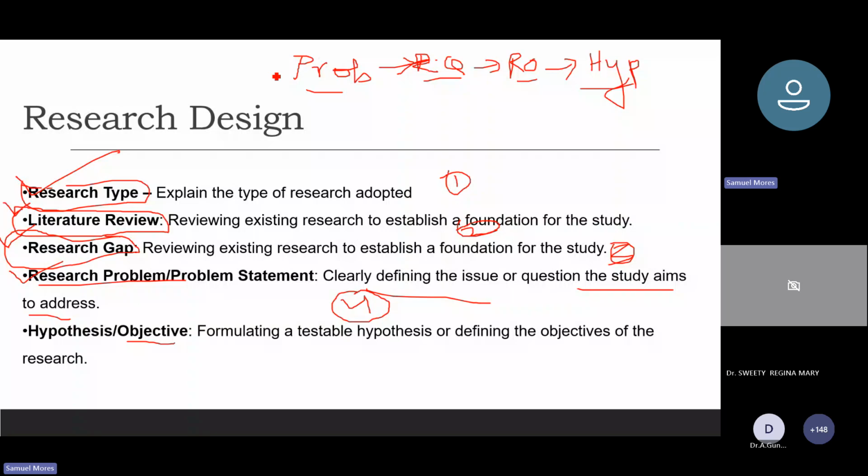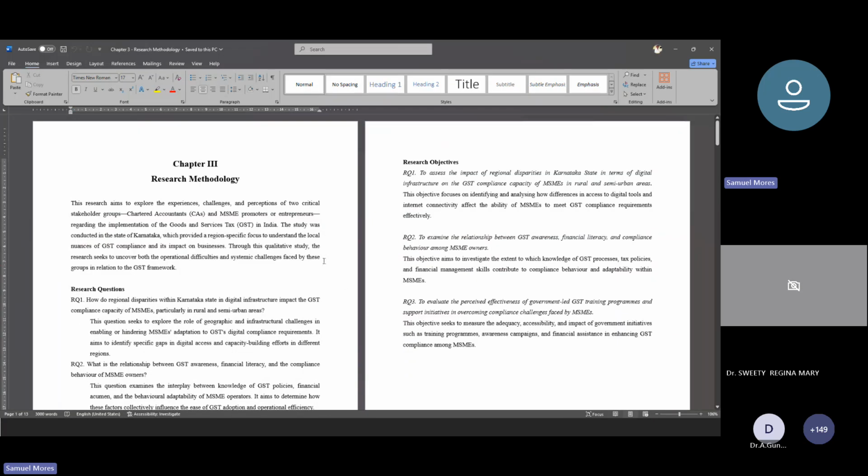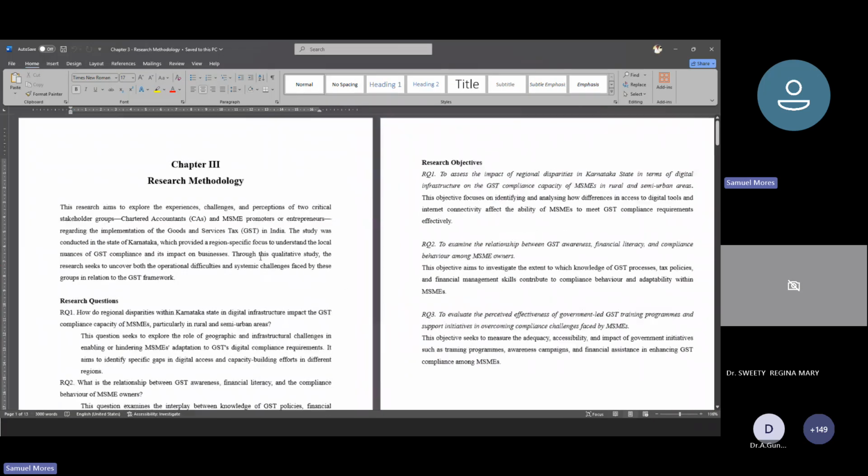So I have explained about the research problem, right? And what are research questions? Research questions basically are the broad questions you frame. They should not be very narrow. Research questions should be very broad. I have shown one example of a research problem, right?